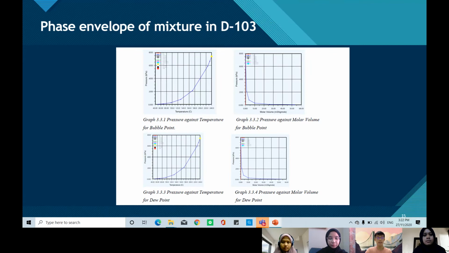For part B, which is the phase envelope of the mixture in the same unit D103, the first two graphs, graph 3.3.1 and 3.3.2, are the pressure against temperature and pressure against molar volume graphs for bubble point. The next two graphs, graph 3.3.3 and 3.3.4, are the pressure against temperature and pressure against molar volume graphs for dew point. Next.